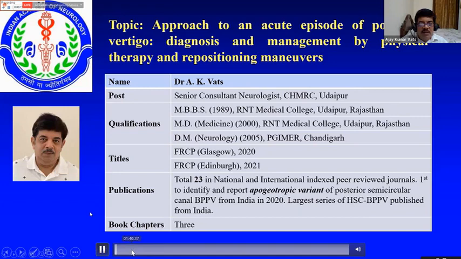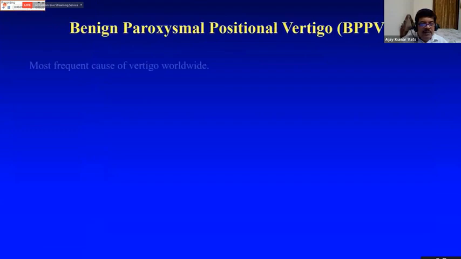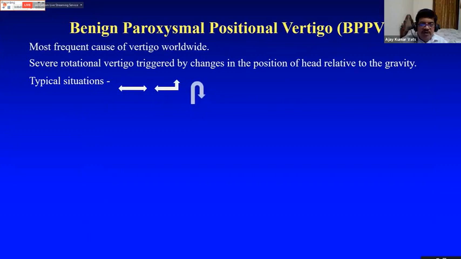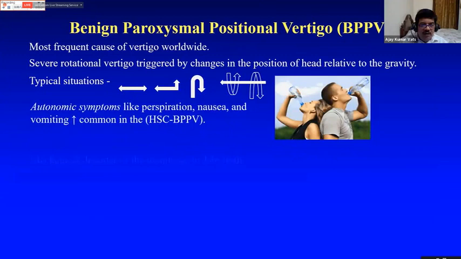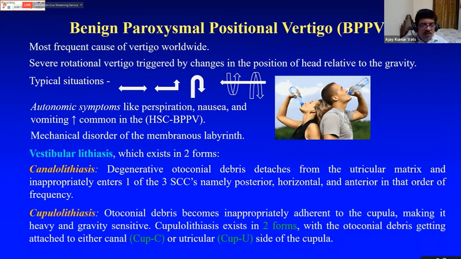Benign paroxysmal positional vertigo, BPPV as we call, is the most frequent cause of vertigo worldwide. It is characterized by severe rotational vertigo triggered by changes in the position of head related to the gravity. Typical situations are lying down, getting up from supine, bending forward, and taking the lateral recumbent positions. The autonomic symptoms like perspiration and nausea and vomiting are more common in the horizontal canal variant of the BPPV.